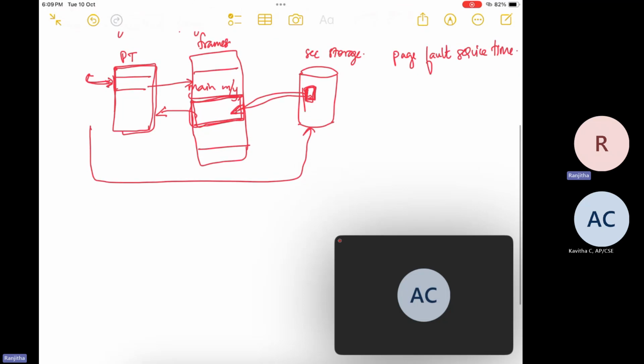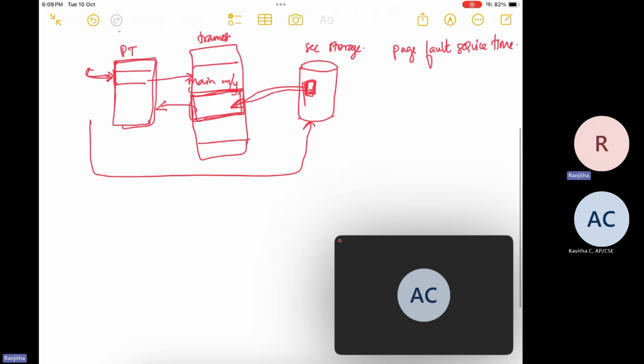I hope you remember that when we discussed TLB, we discussed the concept of TLB hit and TLB miss, and the effective memory access time in case of a TLB hit and a miss. The same thing applies for paging also.